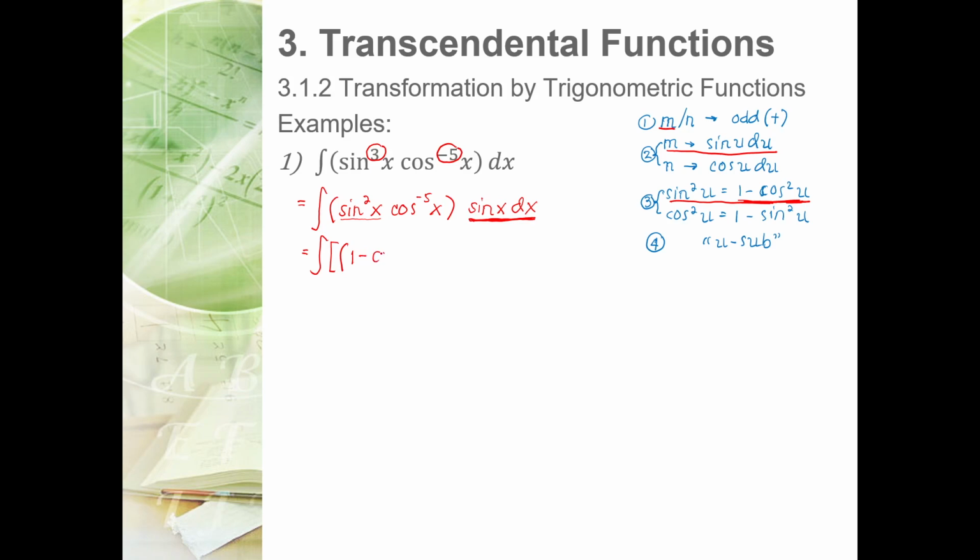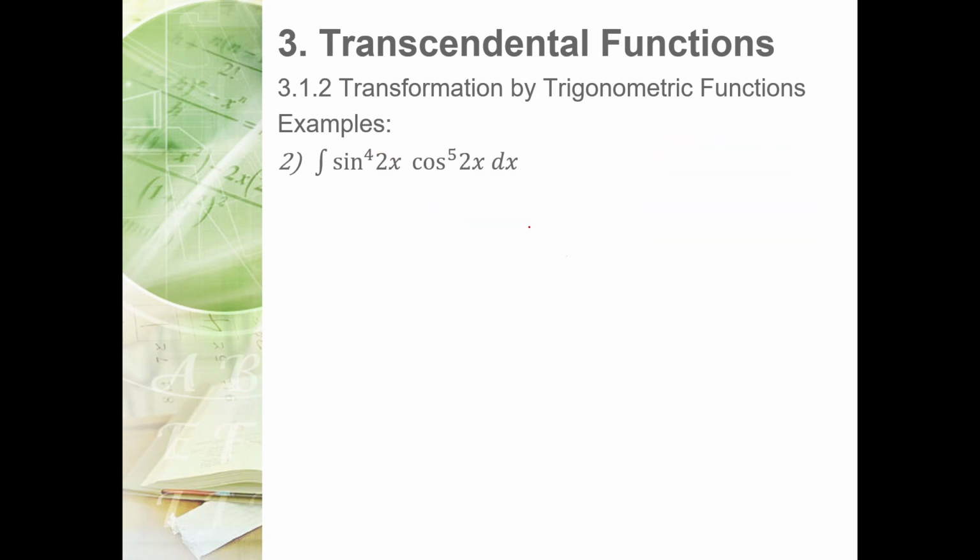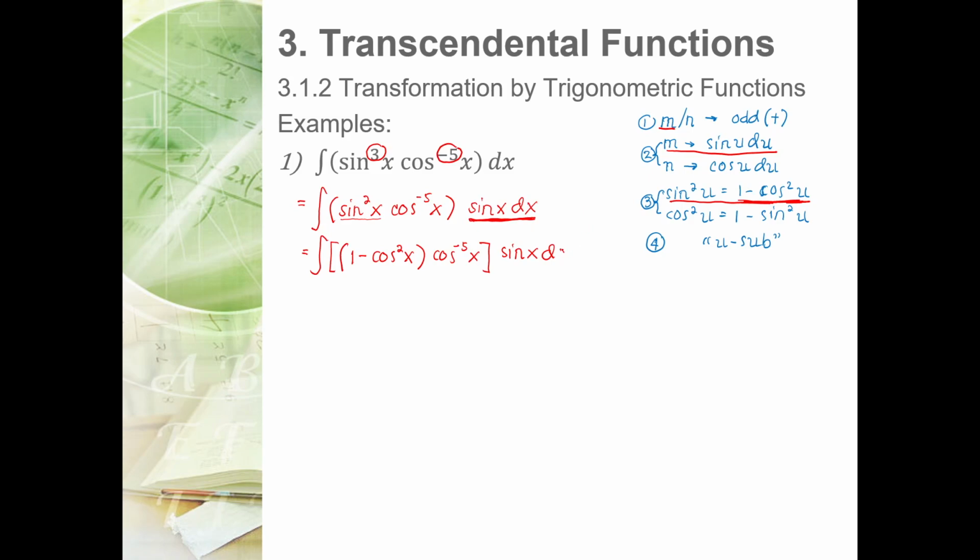So you have 1 minus cosine squared x, okay, then multiplied by cosine to the negative 5x, and then again on the right side the factored out term sine x dx. So sine x dx. Okay, so again, if you don't want to be confused, try to underline the factored out term so that it won't get into your process.